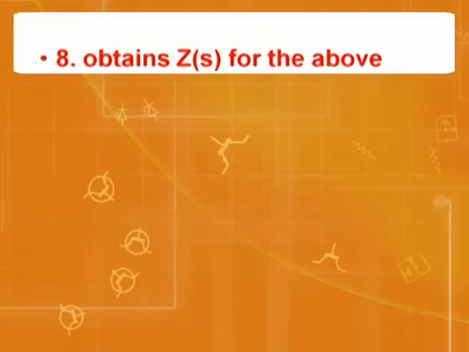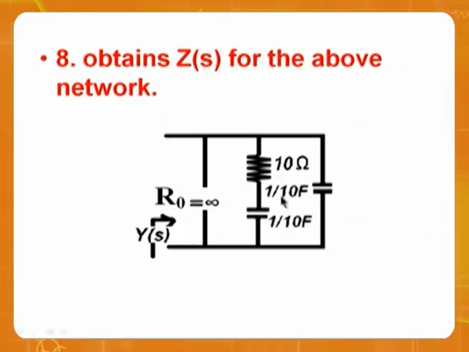Now let me take you through the same. For the circuit whatever you achieved, why don't you go for Z of s? Obtain Z of s for the above problem. So 10, 1 by 10, 1 by 10, infinity. Calculate impedance or admittance, whatever.